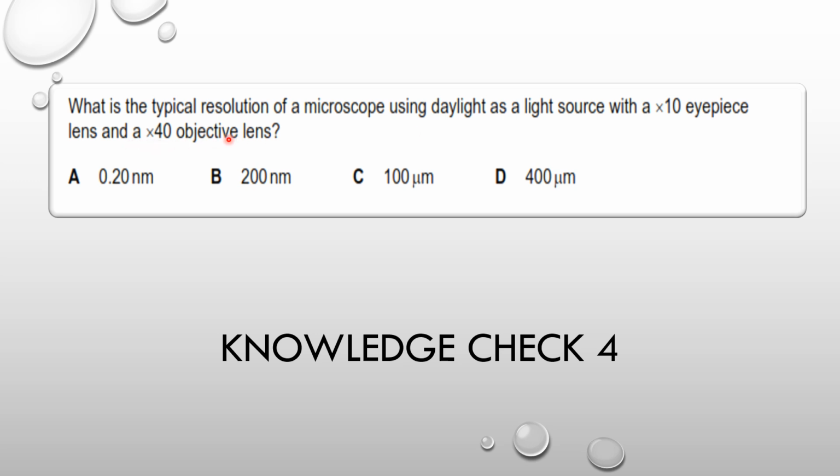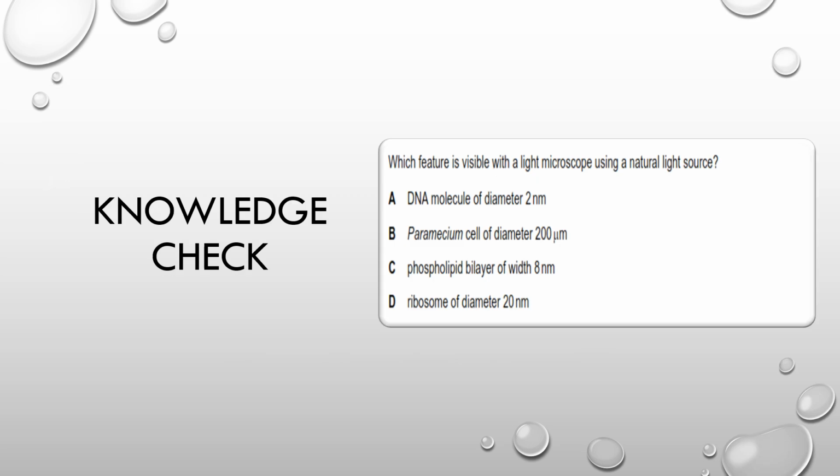The resolution does not change. The resolution of a light microscope is 200 nanometers, and it doesn't change. Even if you increase the objective lens, it doesn't change. Resolution is not affected by magnification, and likewise magnification is not affected by resolution. So the resolution of a light microscope is 200 nanometers.